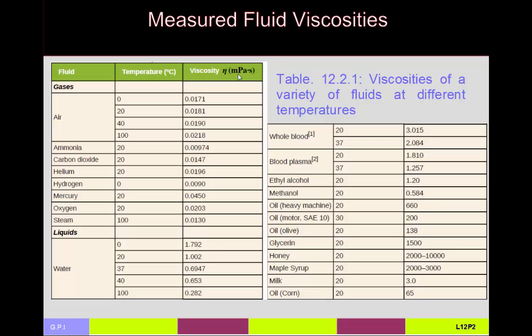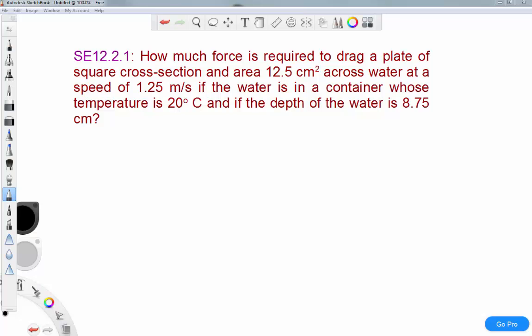And we look up at the units and we see that that is actually millipascal seconds. So if we want to put this in Pascal seconds, in other words, if we want to get our force to come out in newtons, then we're going to have to put this in Pascal seconds by basically multiplying this by 10 to the minus 3 to convert from millipascal to Pascal. So basically we can write down that we have eta equals 1.002 times 10 to the minus 3 Pascal seconds.